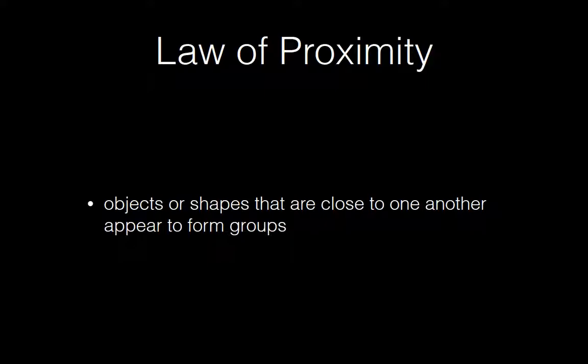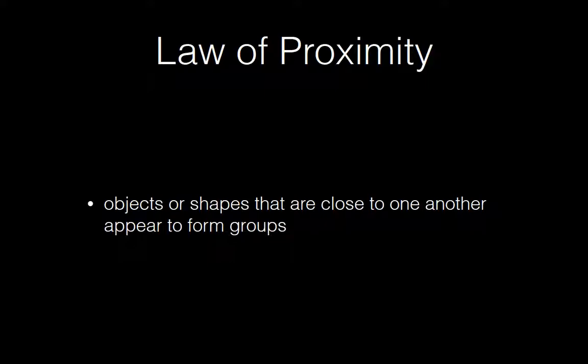So the law of proximity is, if you look at the textbook, and I talked a lot about grouping, that objects or shapes that are close to one another appear to form groups or objects. These objects don't have to be the same shape, size, or object themselves. They just have to physically be close to each other. And this is how you can define shapes and planes within a visual field.